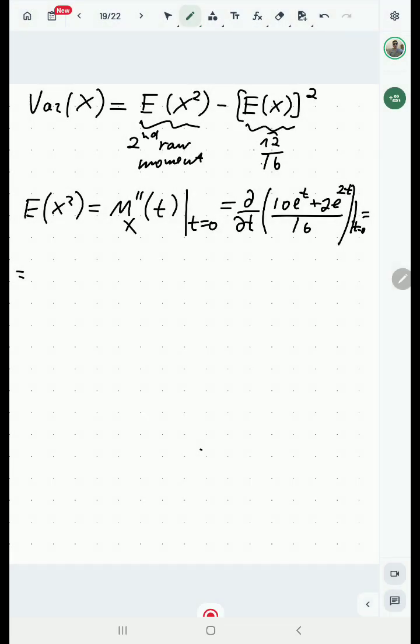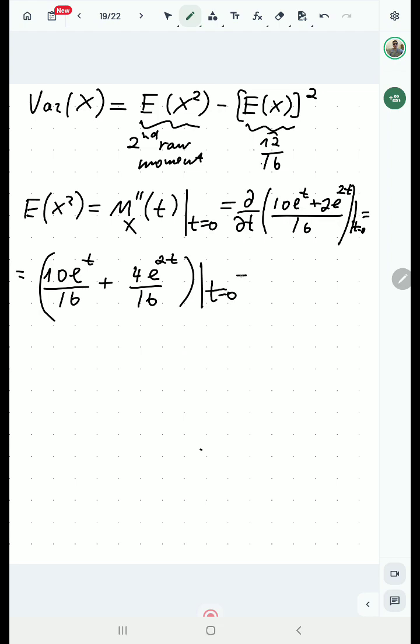Okay, now let's take the derivative. 10 times e to the power t gives you 10 e to the power t over 16, plus, if you take the derivative of the second term, you receive 4 e to the power 2t divided by 16. If you evaluate it at t equals 0, you receive 10 e to the power 0 plus 4 e to the power 0 divided by 16, which is equal to 14/16. So let me check it. 14/16.